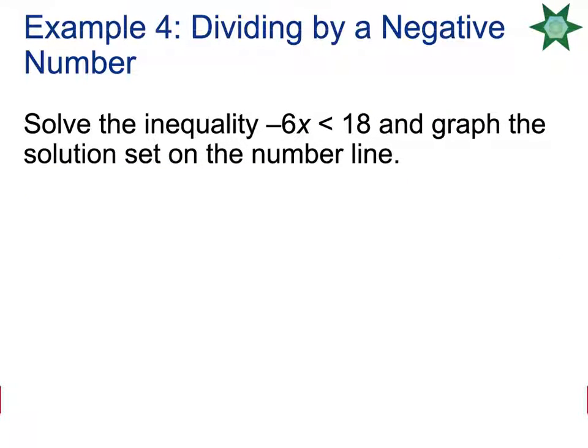So let's say I asked you to solve the inequality negative 6x is less than 18. Your goal is the same. Your goal is to get the x isolated. Right now, the x is being multiplied by a negative 6. The opposite of multiplication is division, so we will divide both sides by a negative 6.